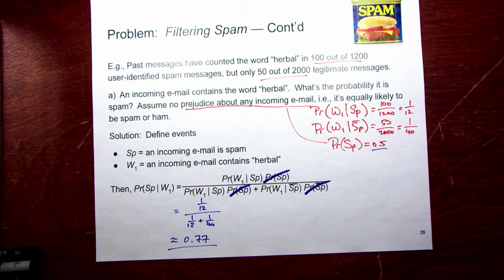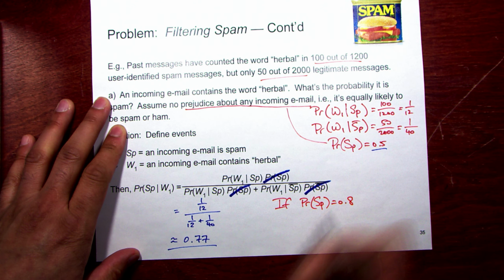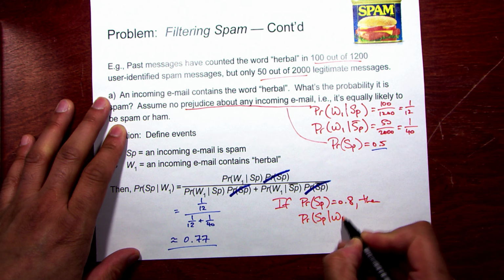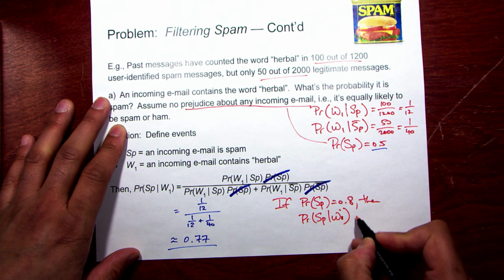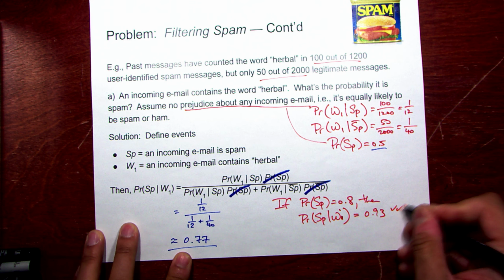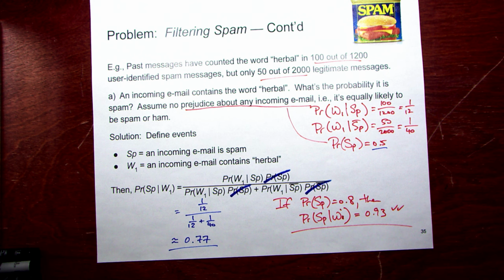But if you assumed that the probability of spam was 0.8, then the probability of spam, given that W1 appears, is over 90%, and it would get tagged. So I don't know what's right here, but usually we assume no prejudice, which probably reduces false positives a great deal.